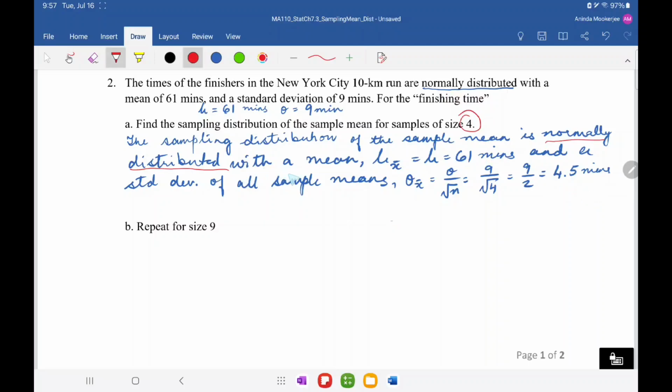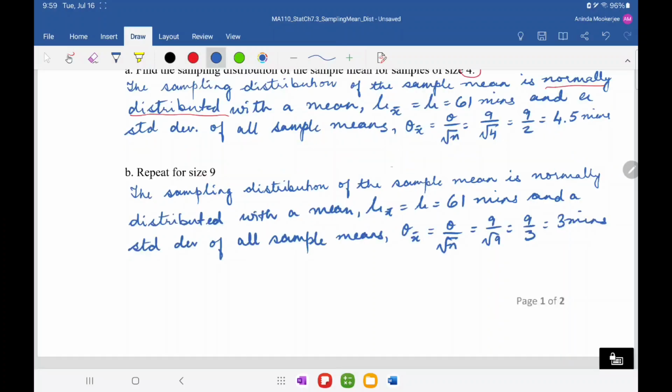So this is the thorough way of describing the sampling distribution of the sample mean for any problem. All right, you have to first describe it. What kind of distribution is it, whether it's normally distributed or not, and then you have to state the mean of all the sample means as well as the standard deviation of all the sample means. The next part of the question is repeat the above for a sample size of 9.